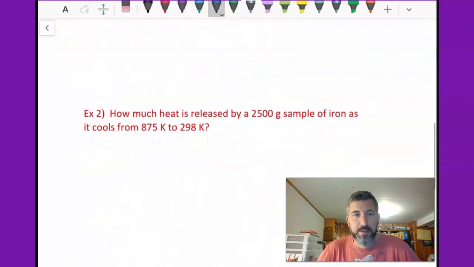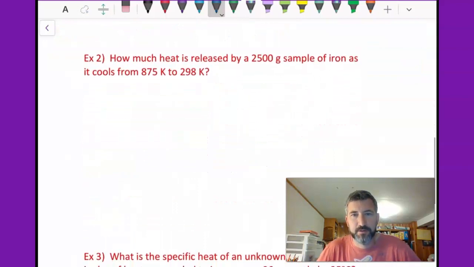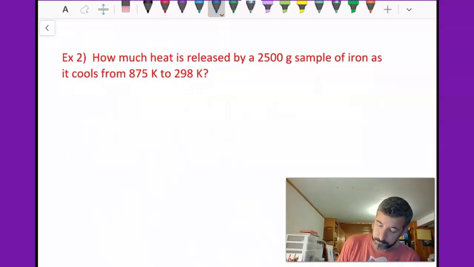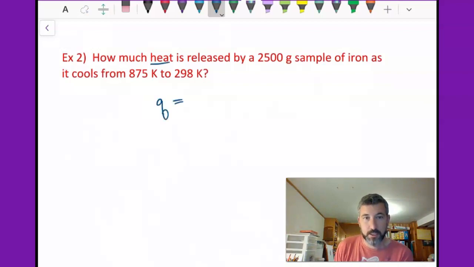Okay. All right. How much heat is released by a 2,500 gram sample of iron as it cools from 875 kelvins to 298 kelvins? Okay. So we are still trying to solve for heat, which means we still want Q. So we're able to use our original equation without rearranging it. So we're just going to say this.